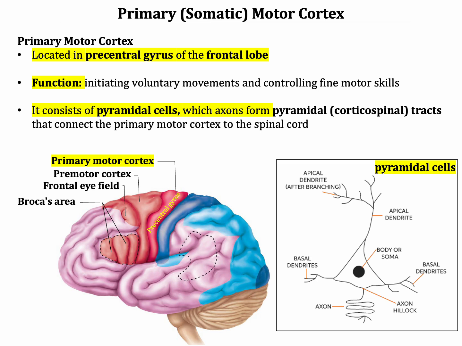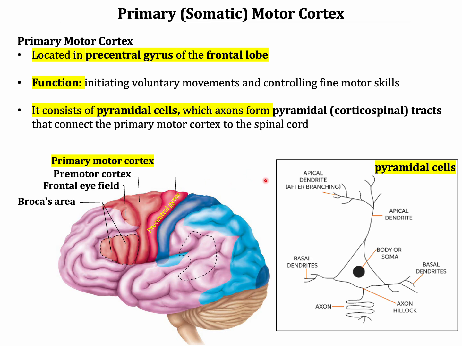Starting with our motor regions at the primary somatic motor cortex, this is found at the precentral gyrus of the frontal lobe and is responsible for initiating voluntary movements to control fine motor skills. This area of the brain consists of pyramidal neurons. They're named according to the pyramid-shaped cell body. The axons extend to form pyramidal or corticospinal tracts that connect this primary motor cortex to the spinal cord.